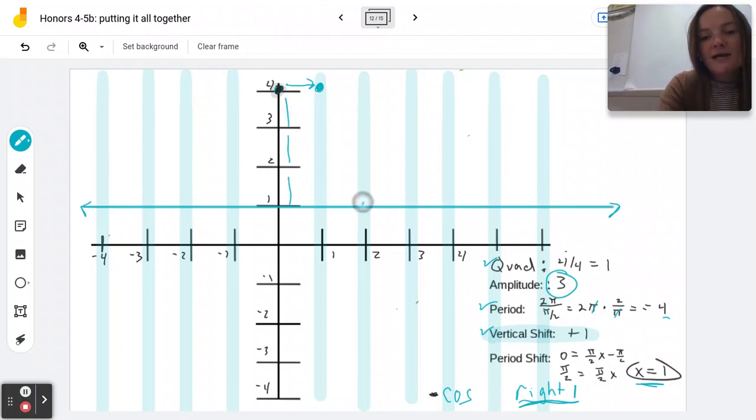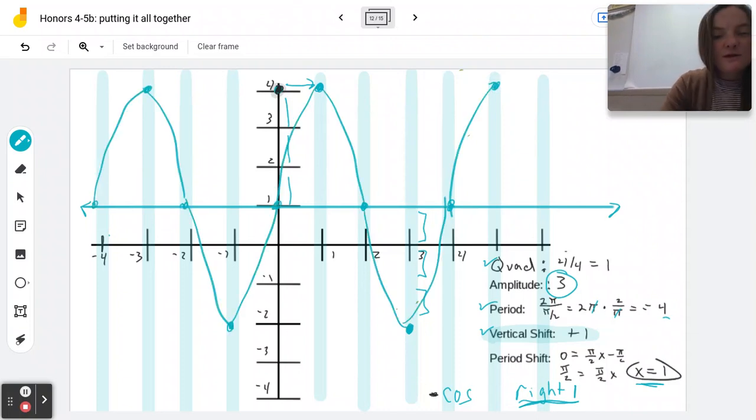Cosine is going to come down to the midline, and then it's going to go down to a minimum. But remember that your amplitude is 3, so I need to go 1, 2, 3 down, actually to -2. And you'll know if it's wrong. It's not going to look symmetrical if you don't do this. It's going to come back up to the midline, and it's going to come back up to a maximum, and I'm going to continue that out. Okay, so here's our cosine graph.